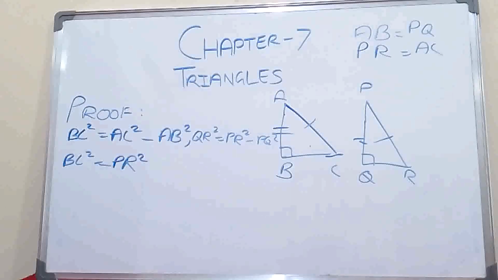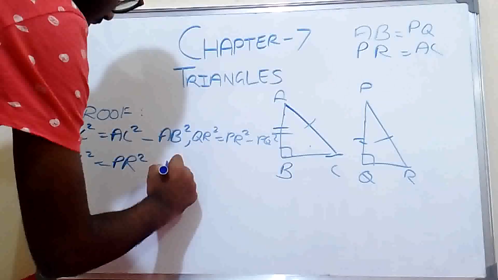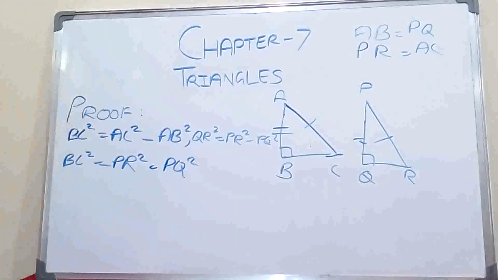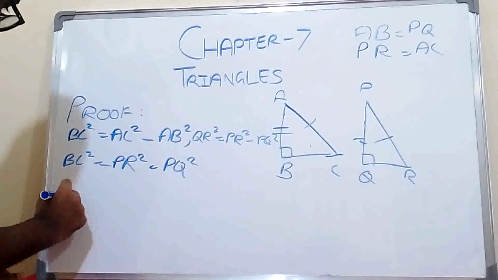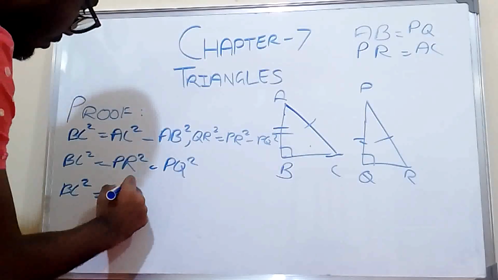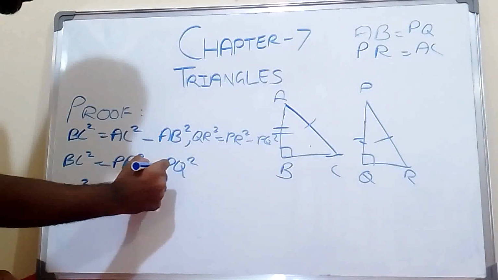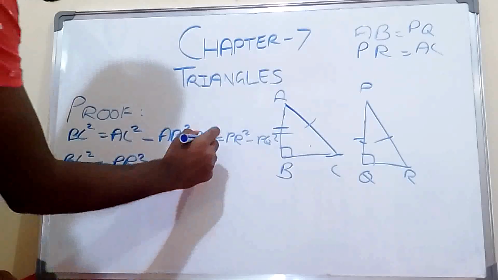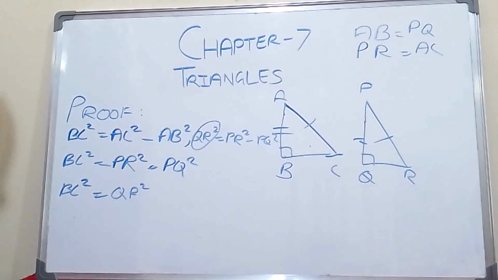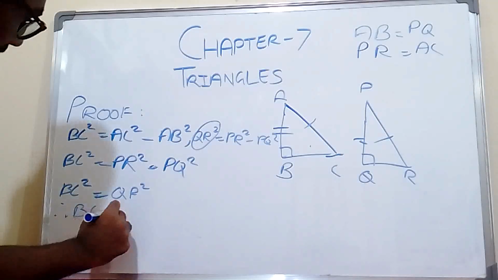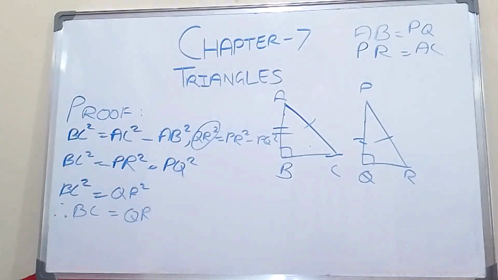We are already given this value. So even AB square will be equal to PQ square. So now BC square equals PR square minus PQ square. And what is PR square minus PQ square? QR square. So BC square is equal to QR square because you're substituting. Therefore, BC equals QR, because if two squares are equal, then the sides are also equal.